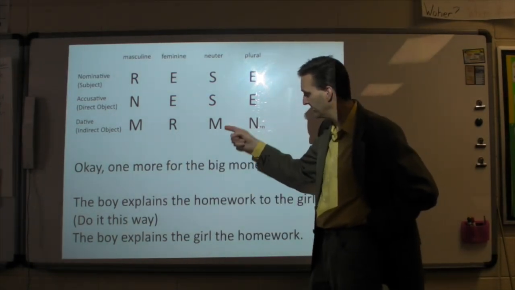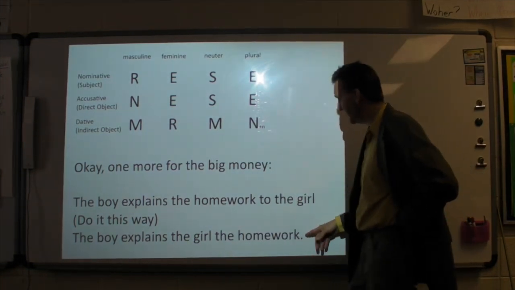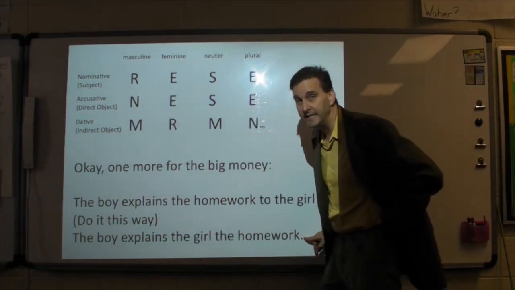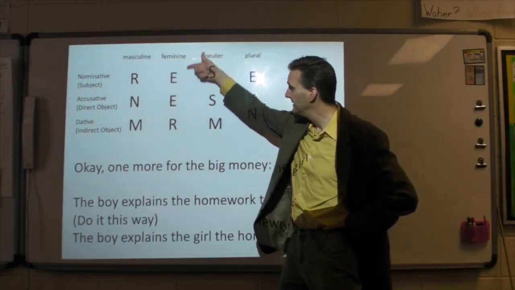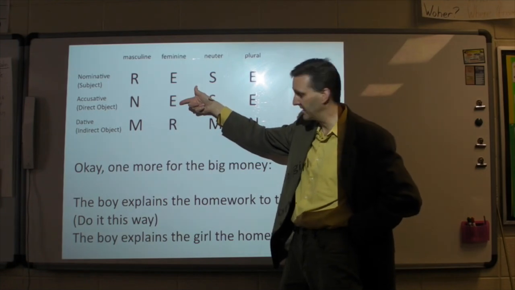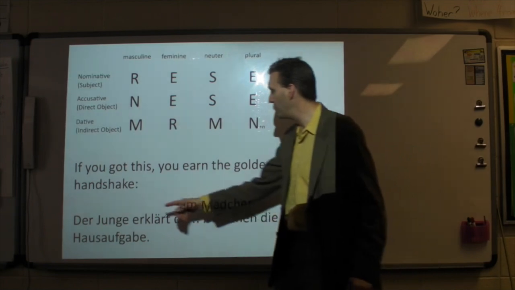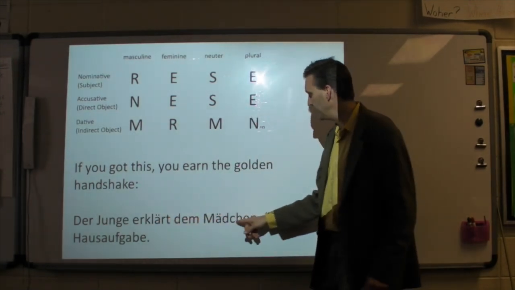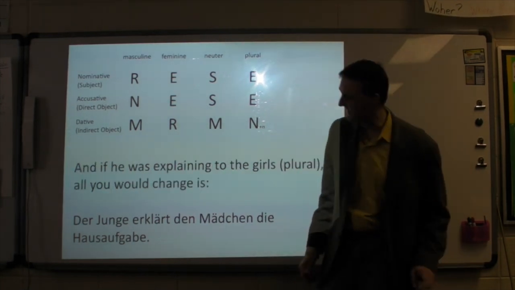We need the M right there. Dem Mädchen. Then again, back to the homework. We know Hausaufgabe ends with an E, so your guess is going to be feminine. Okay? And it's the direct object, die Hausaufgabe. Okay? Very good. So, der Junge erklärt dem Mädchen die Hausaufgabe. So there's your sentence right there.